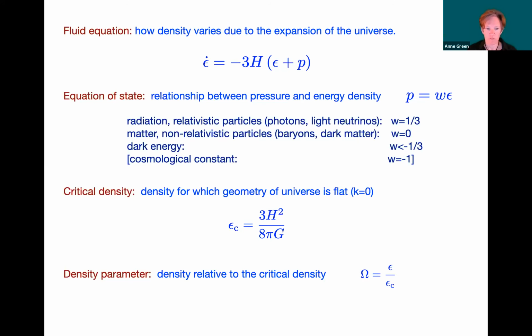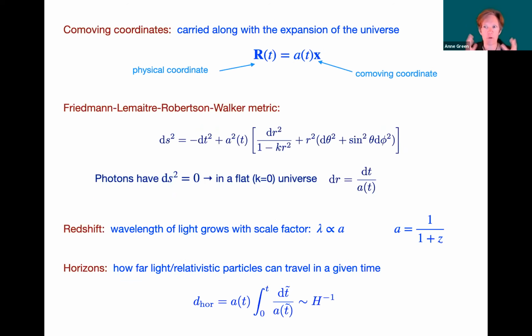So a few more useful concepts. Moving coordinates. It turns out to be useful to factor out the expansion of the universe sometimes. So moving coordinates, you can think of them as a grid of coordinates that are carried along with the expansion of the universe. So if you have, for instance, two galaxies that are only moving apart due to the expansion of the universe, their position in co-moving coordinates remains the same. And so the co-moving coordinates x are related to real physical ones with this factor of a, the scale factor, here.